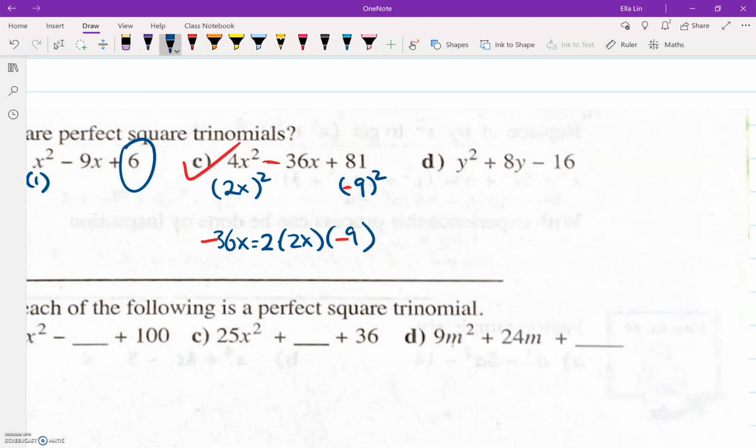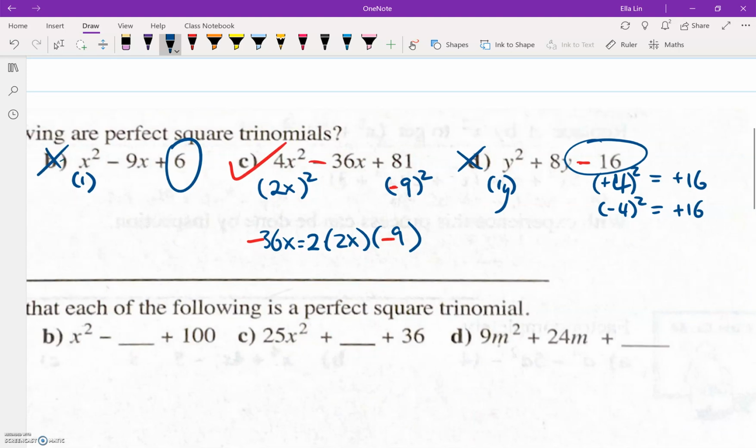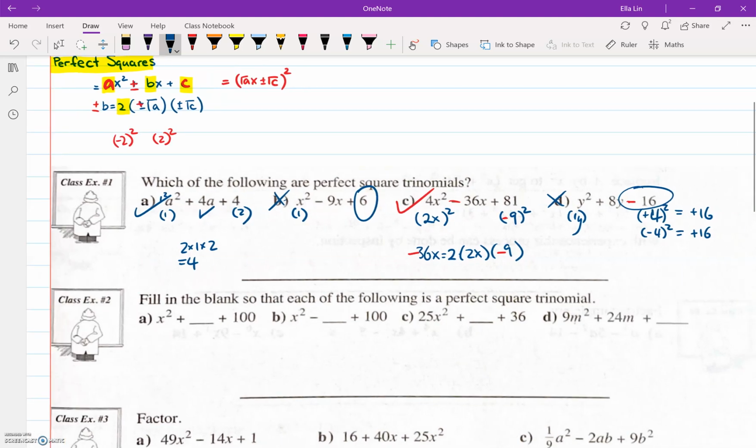And what about our last one? My first term here factors out to be a 1y, and my last one is 4 to the power of 2. But is it? It can't be. Whether I have a positive 4 to the power of 2 or a negative 4 to the power of 2, either way, I end up getting a positive 16. There is no perfect square that gets me a negative 16. So for D, it is not possible. Anytime you see a negative number for your constant over there, it cannot be a perfect square, so don't be fooled.